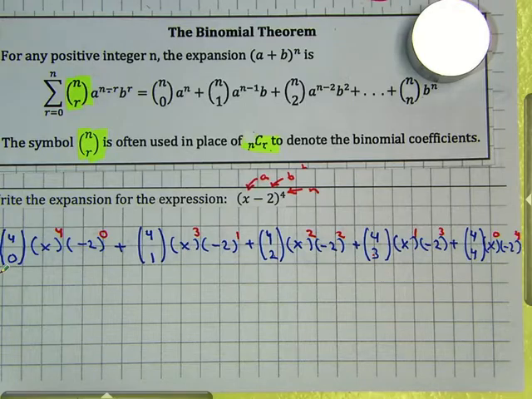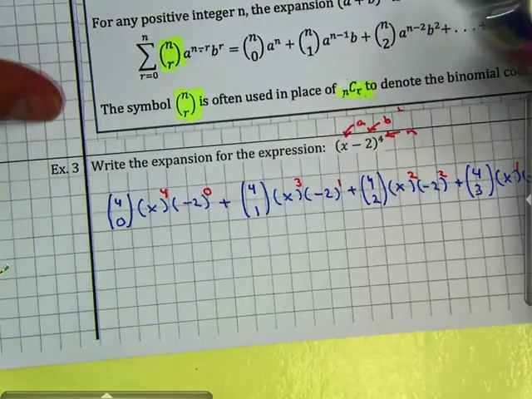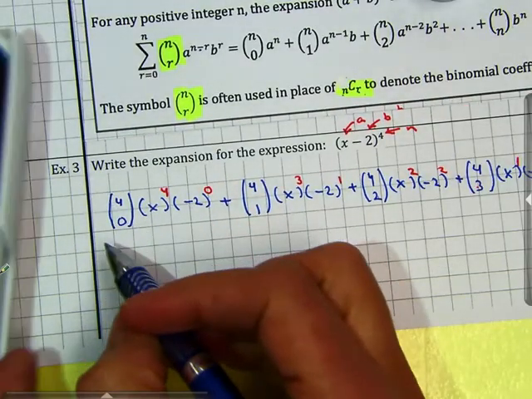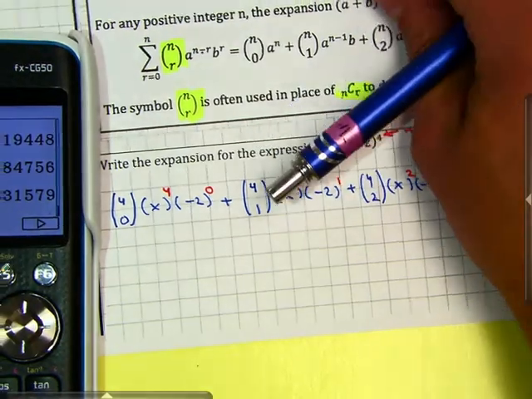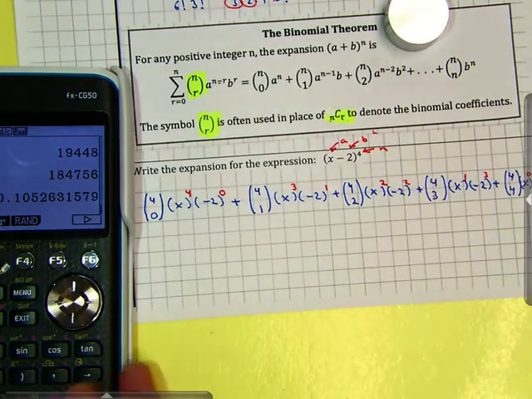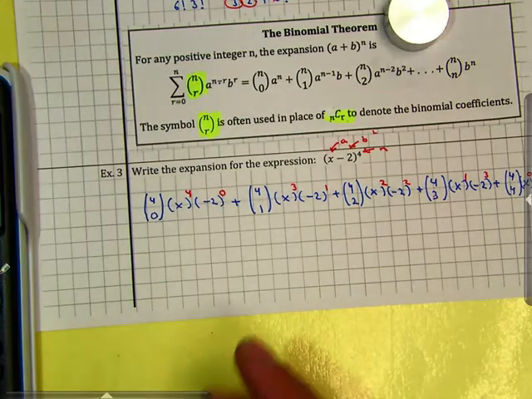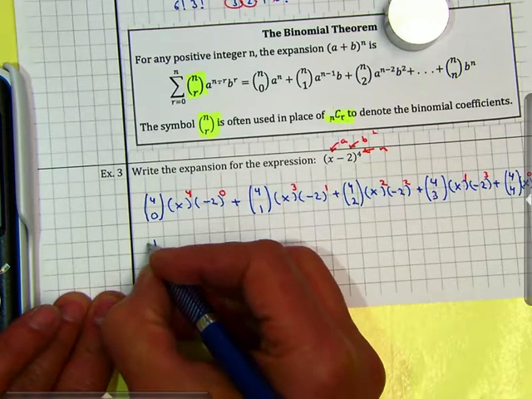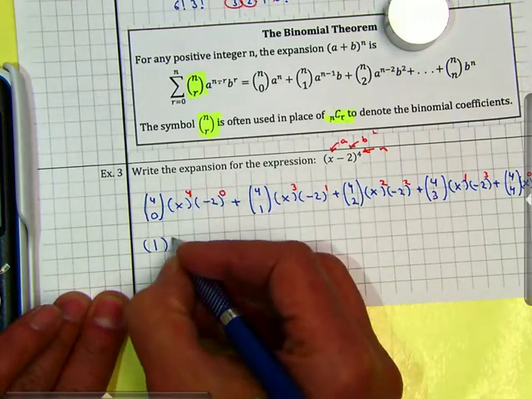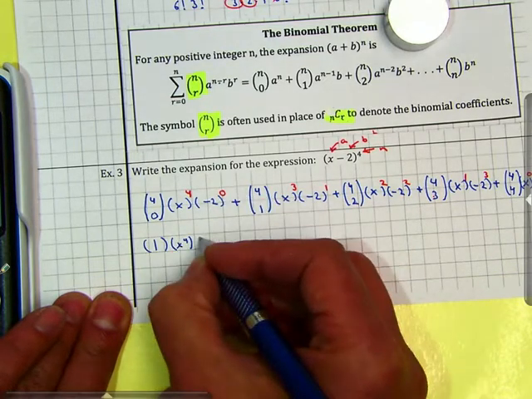And now we simplify. At this point, you can use your calculator to calculate some of these numbers, because the numbers do get a little large. Let's simplify the first one. 4 choose 0 is 1, correct. Out of 4 people, select 0, there's only one way. So 1, x to the 4th is x to the 4th power, and negative 2 to the 0 power is just 1.